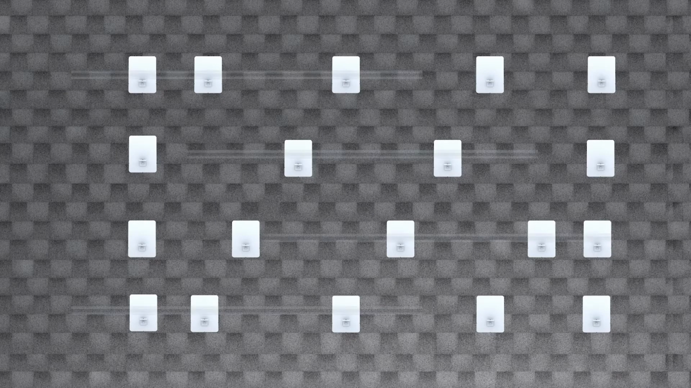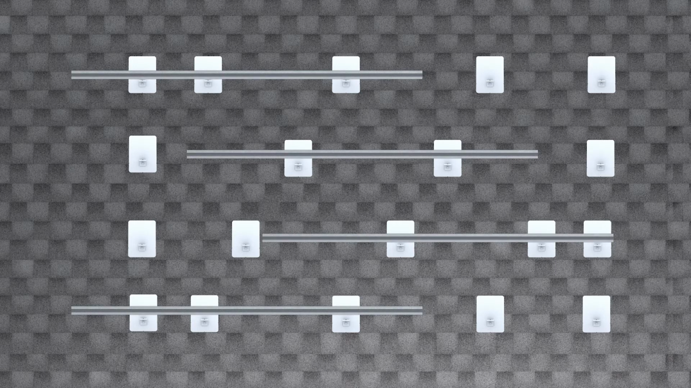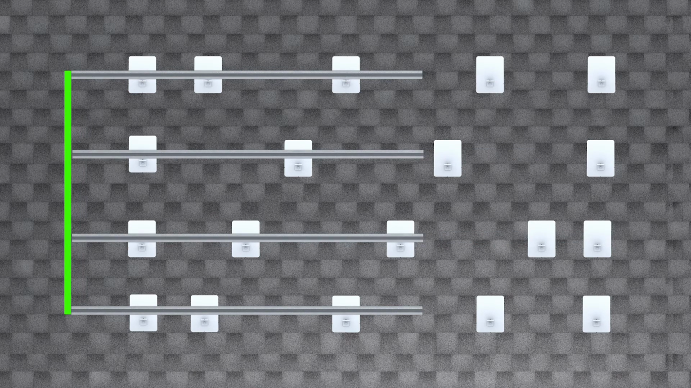With all of your mounts installed, the rails can be lined up on the roof for installation. It is highly advisable that the rails are either left or right justified, as this will assure that you are only cutting the rail on one end.